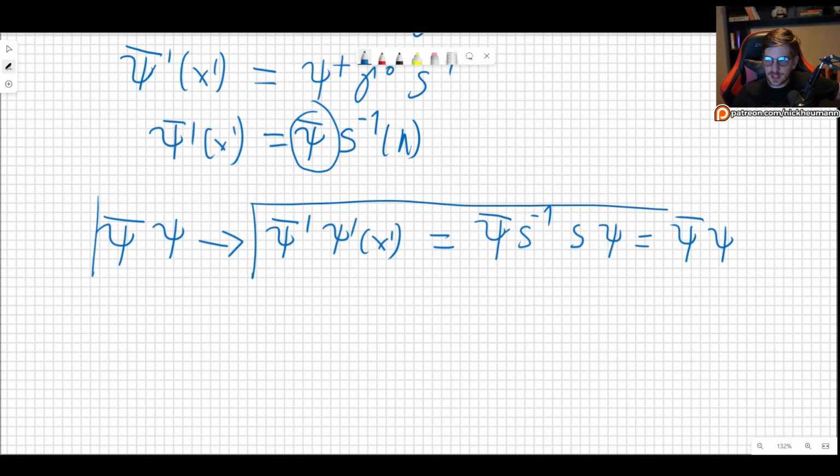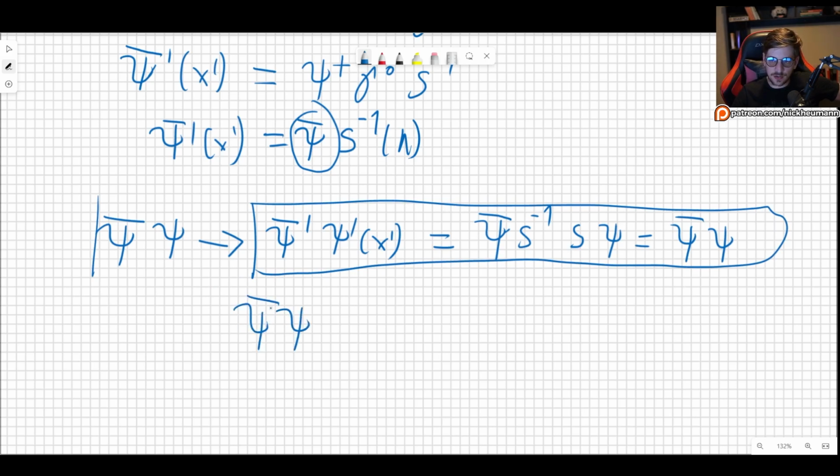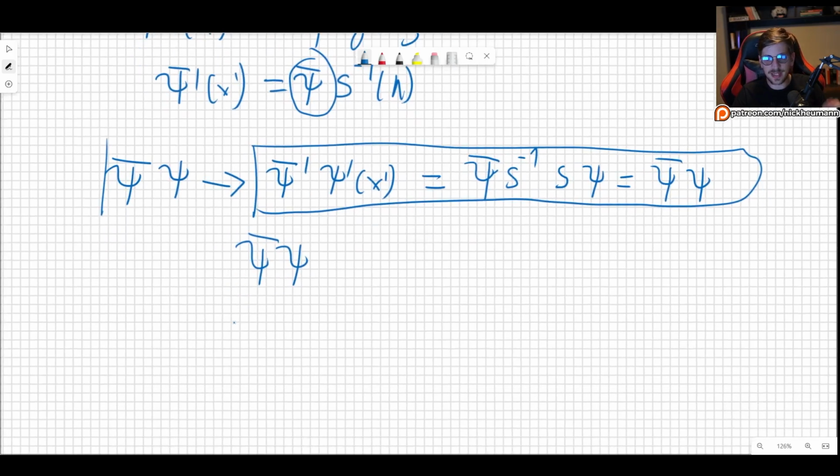There. So that is very interesting. That means that this quantity, psi conjugate Hermitian adjoint psi, or with the primes, is what we call a Lorentz scalar, which is very interesting. All right, so that's very nice.